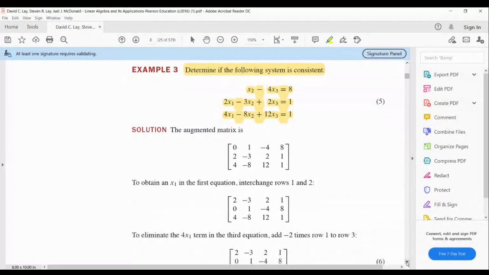So first of all, they write down the augmented matrix. There it is. And in the first column, okay, they want to pick the smallest number as the pivot. So what they do is they interchange rows 1 and 2. The idea being that the 2 then is at the top. So in the first column, you want your pivot to be at the top.